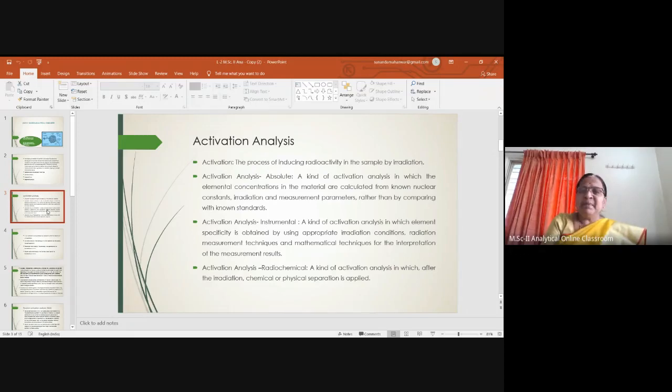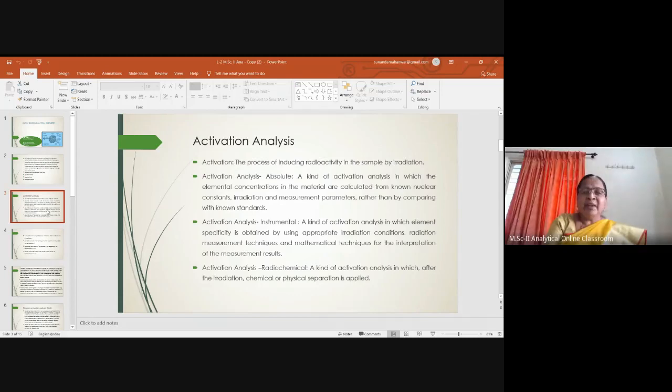Second, instrumental method of activation analysis, that is, it is one of the kinds of activation analysis in which element specificity is obtained by using appropriate irradiation conditions, radiation measurement techniques, and mathematical techniques for the interpretation of the measurement results. And radiochemical, that is the activation analysis in which after the irradiation, chemical or physical separation is applied.